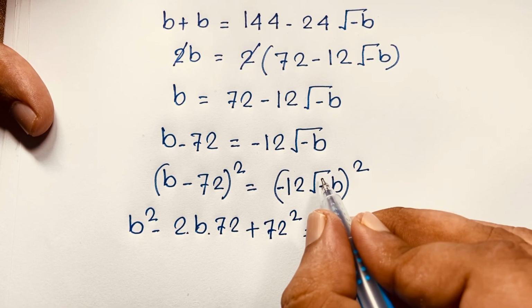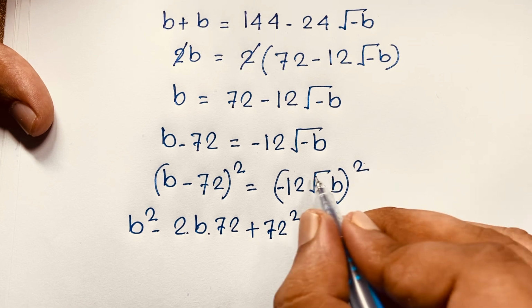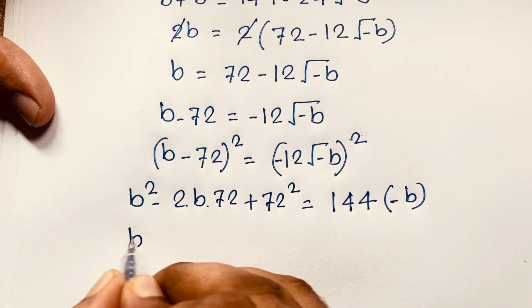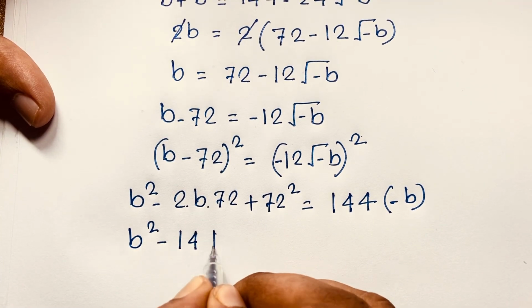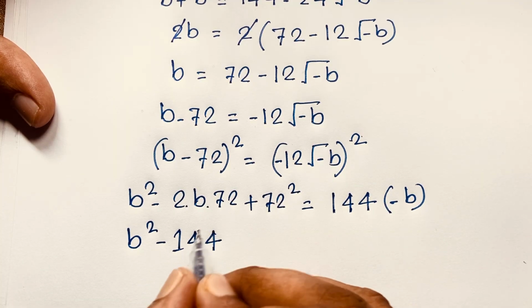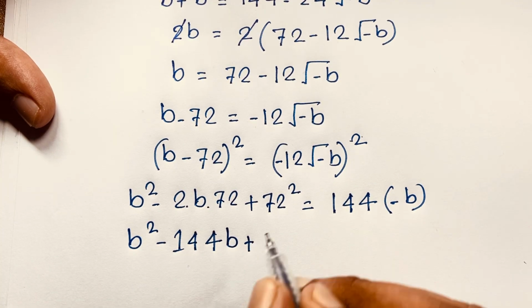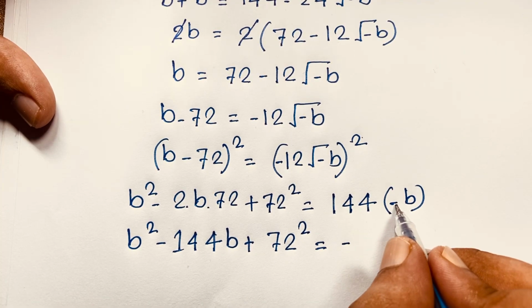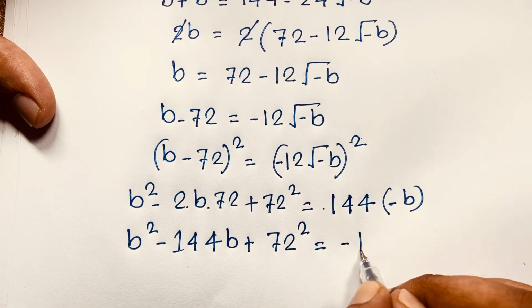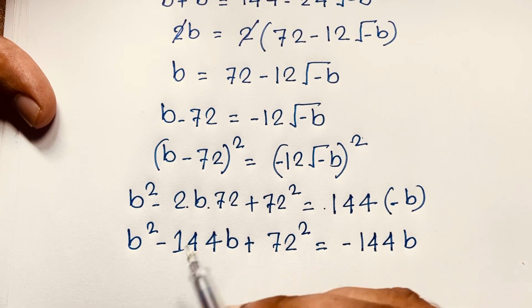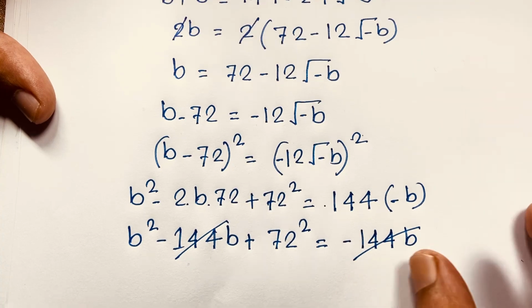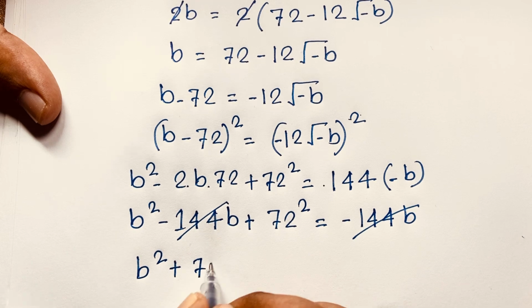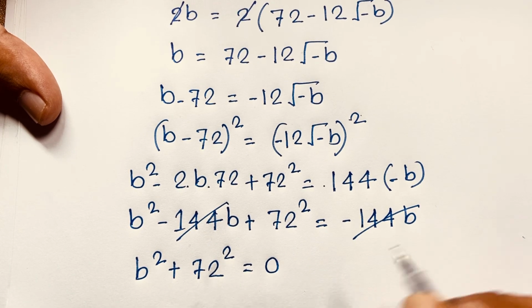Then if I take square root negative b whole square, so the square root is cancelled, we'll find out it will be minus b. Now here b square minus 144, 2 times 72 it will be 144, and here is b plus 72 square, then it is also minus, this is negative, this is positive, plus minus it will be minus 144b. Now this cancels out, because both are same below. Now here b square plus 72 whole to the power 2 is equal to 0.